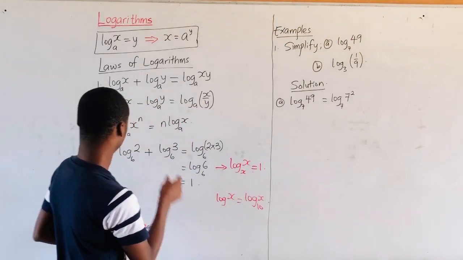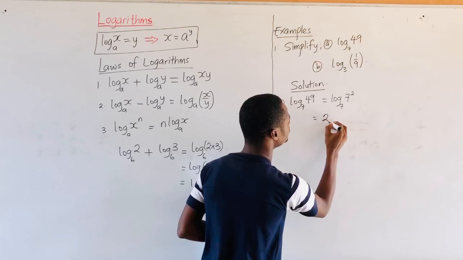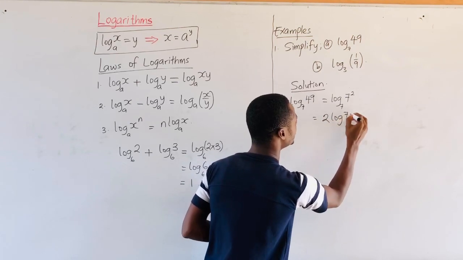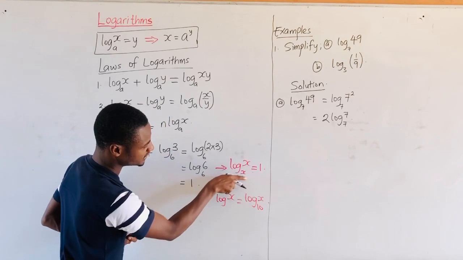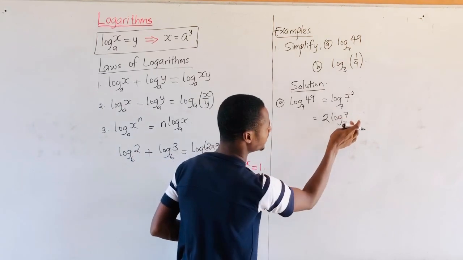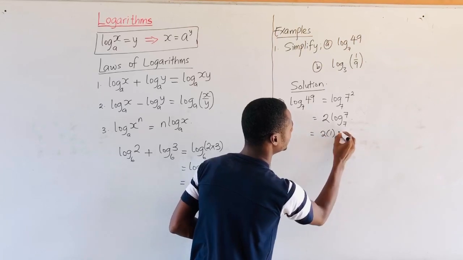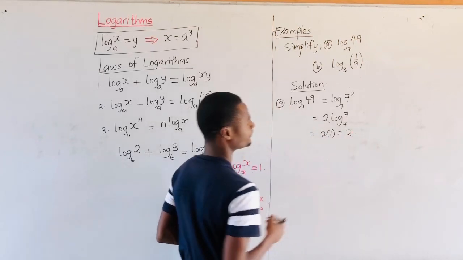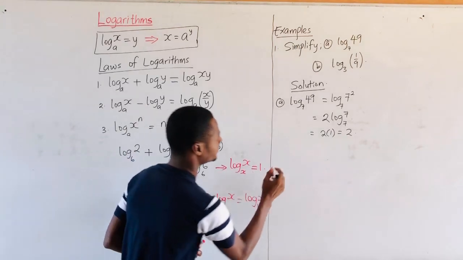And then from the third law of logarithm, we can say that this is equal to 2 log 7 to the base 7. And note one of the properties: when we have log of a number to the base of the same number, the answer is 1. And this will give us 2. Let's look at the second one, b.